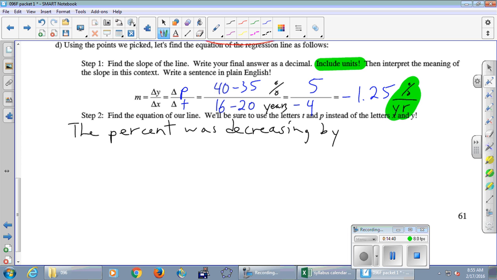by how much? 1.25% per year. Notice we didn't put -1.25. Took care of the negative with the word decreasing. Questions on the sentence?